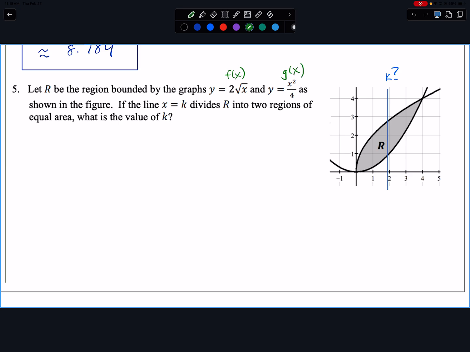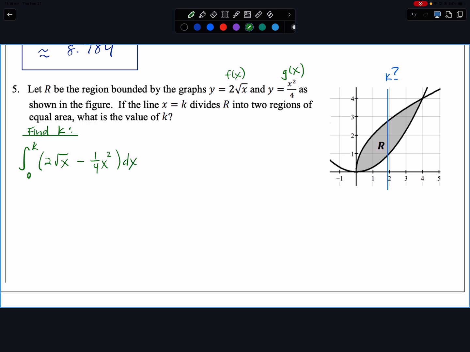So to find k, we're going to do the integral from 0. Understand it's 0 because that's where we start, right? Up to where it's cut in half, which is k, which we don't know yet, of top function minus bottom function. I'm going to rewrite this as 1/4 x squared dx.